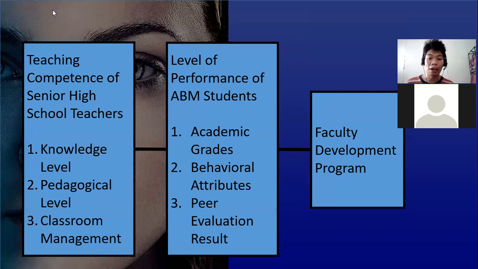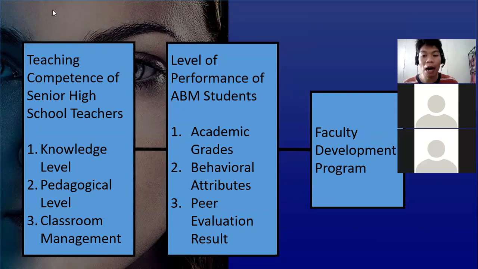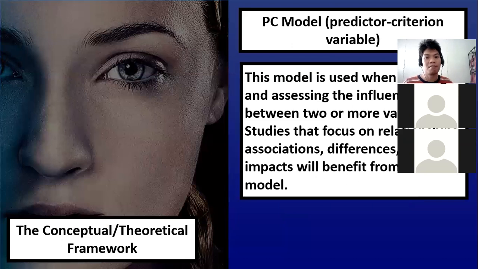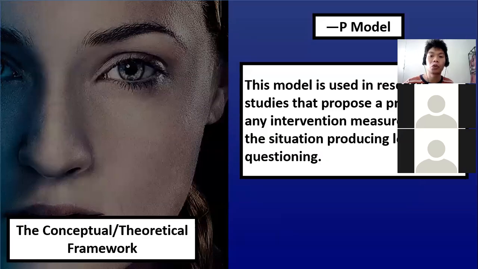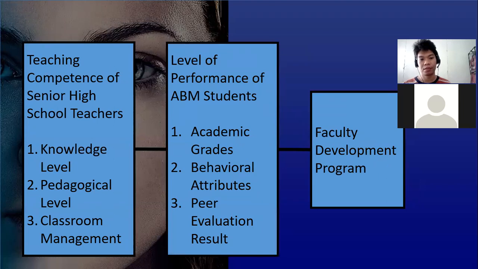Halimbawa, if you want to produce a faculty development program, so before you can come up with a faculty development program, kailangan mo muna i-identify yung various variables that can possibly affect the development of the program that you want to implement. So, kung specific na development program yung gusto nyo, kumpara sa ABM students, okay, you can improve itong PC model. From PC model, kung gagawa kayo ng program, pwede nyo siyang i-improve to P model. So the same process pa rin. It's just based on the result, ano yung development program na pwede nyong ma-consider.